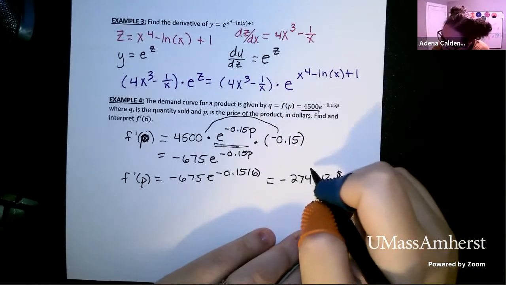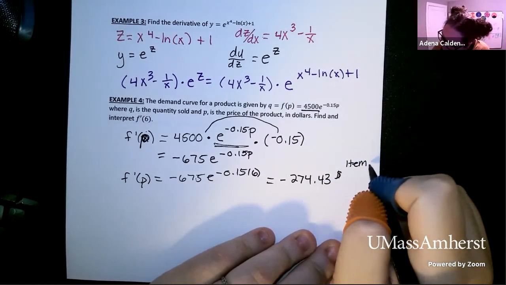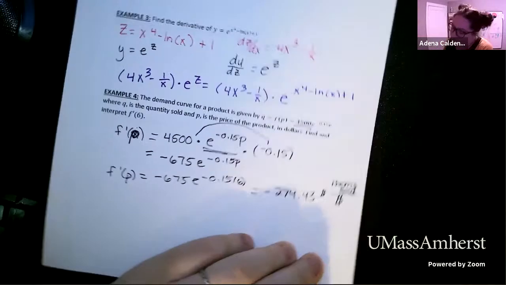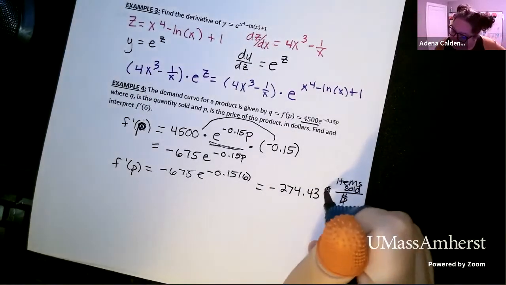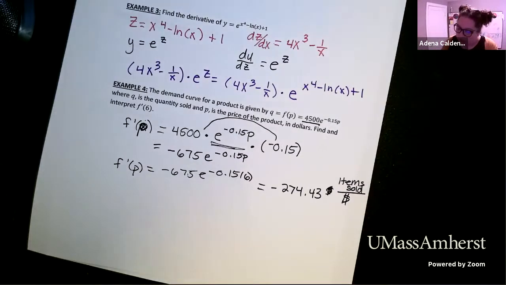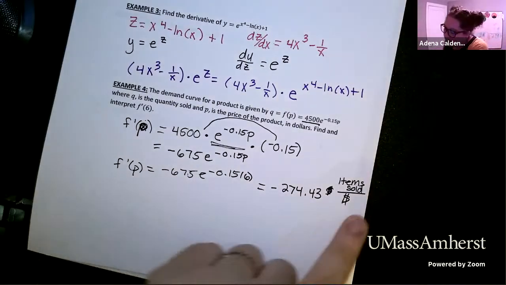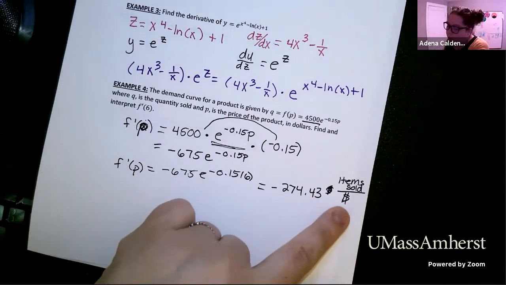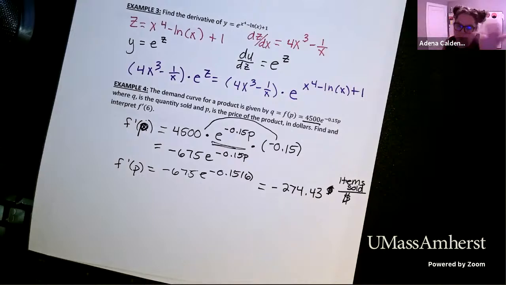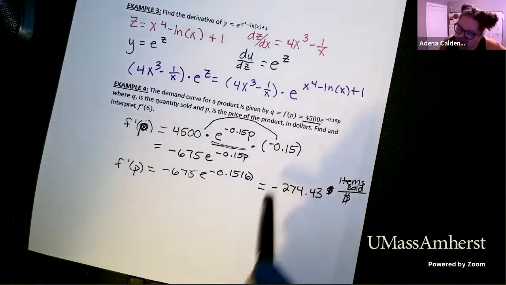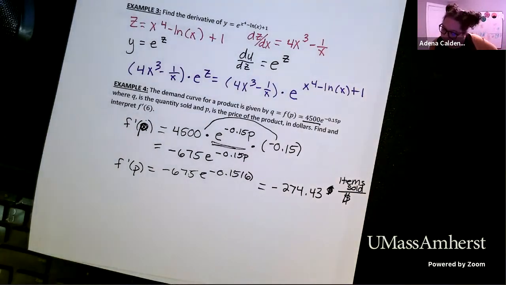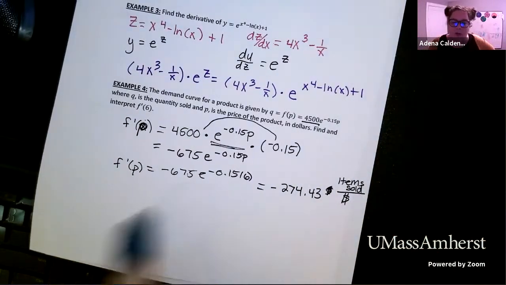So we have items sold per dollar. So what does that mean? That means that for every additional dollar we charge, right, to go from $6 to $7, the number of items sold is going to be decreasing by 274.43 per dollar, extra dollar charged. So we can see that our demand is going down as we raise the price. So that's what that tells us. But again, we had to use the chain rule here in order to find our derivative.